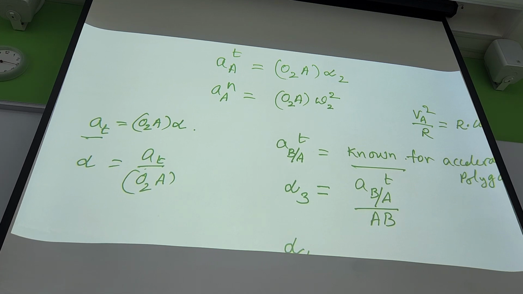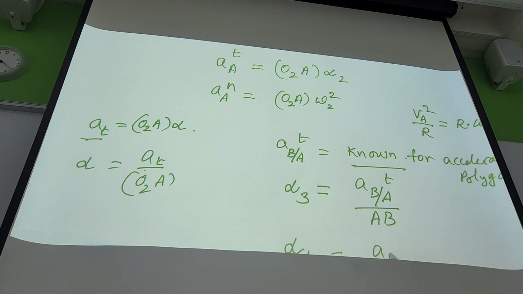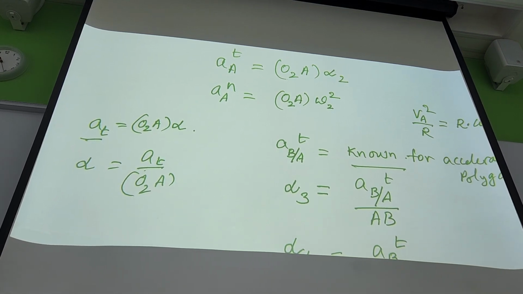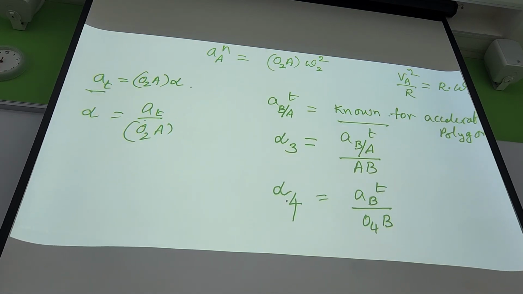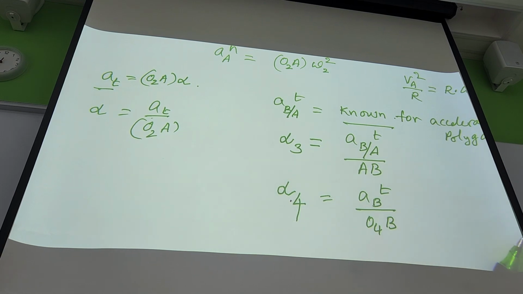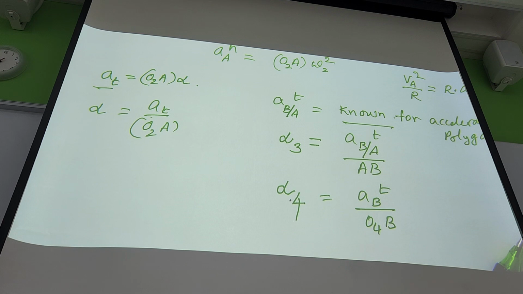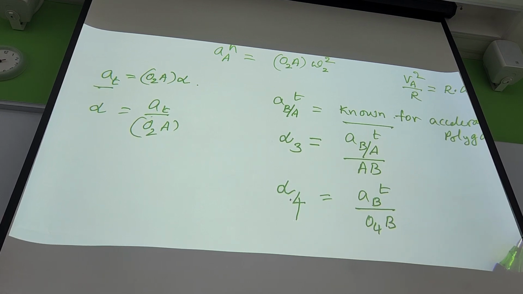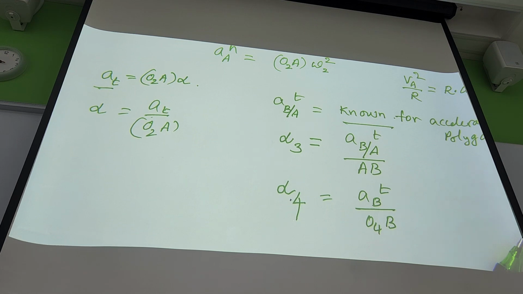Similarly, you can calculate the acceleration of link 4. Point B is on link 4, so this will be acceleration of B tangent over O4B. So that means if you know the tangential components, then you'll be able to link those to the accelerations of the links. The points you can find out from the polygons, by drawing the acceleration polygon.